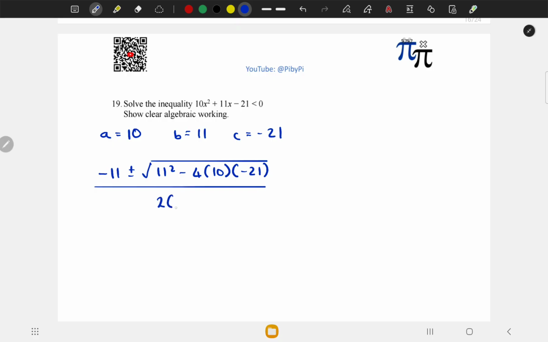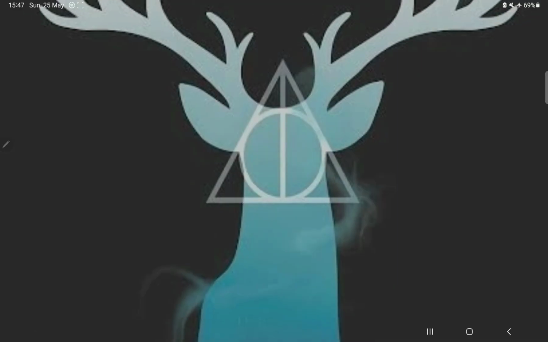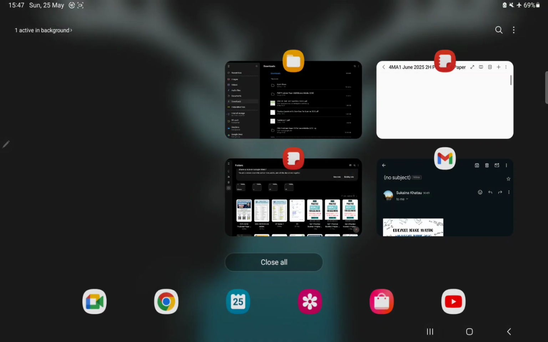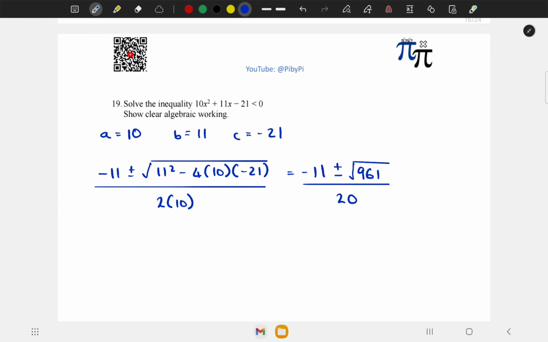Again, you can decide how you want to go about working this out. I'll start by working out what's in the root, and that is going to give me 961. So this is divided by 961. Apologies, this is negative 11, not 1. And this is going to be divided by 20. I work out the root of 961, and that gives me 31.